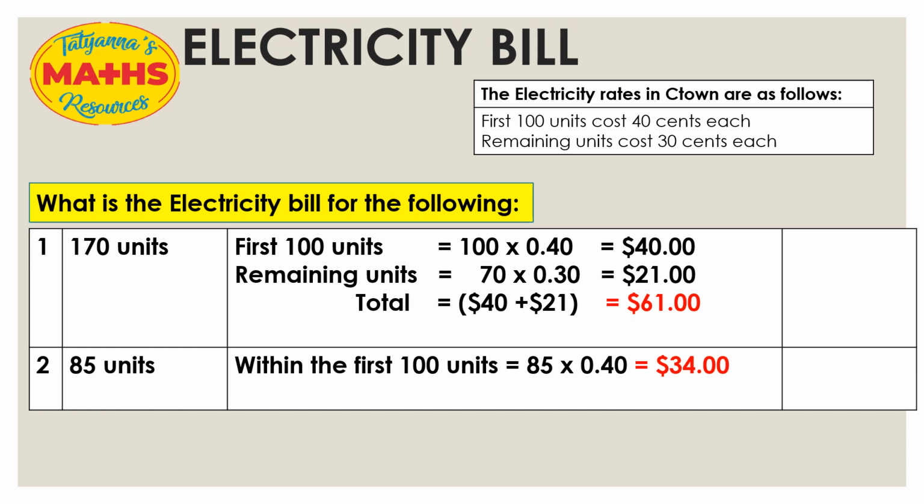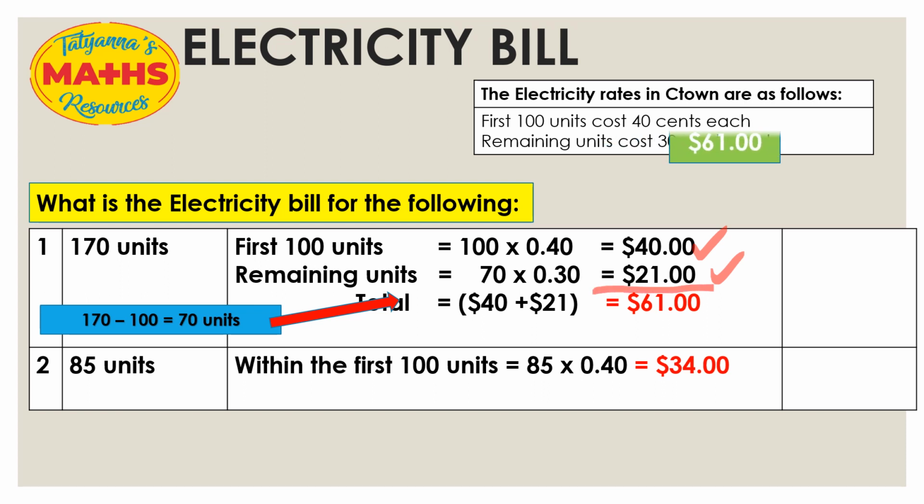That will be 100 times 40 cents, which is going to give us $40. Then we have the remaining units. How do we work that out? We subtract 100 from 170, which would give us 70 units. So that 70, you will multiply it by 30 cents, and that will give us $21. We total that. 40 plus 21 will give us $61.